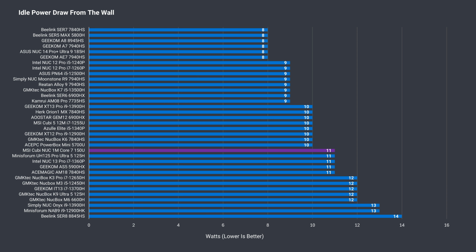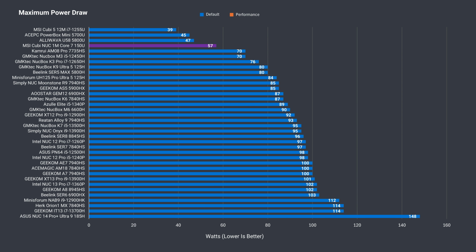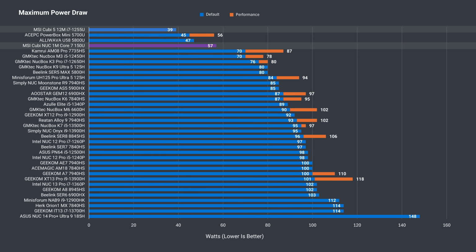Okay, now let's check out power draw. Idle power draw is similar between both generations. The maximum power draw has jumped up substantially to 57 watts from the 39 before. So that's confirmation the extra performance doesn't come free. Still, even at 57, the 120 watt power supply is complete overkill. A more compact, lower wattage one would have been nice.